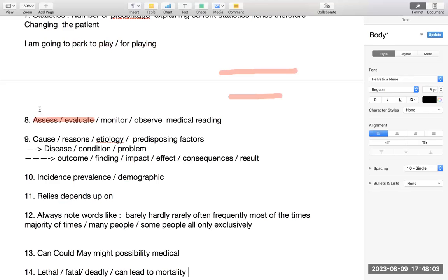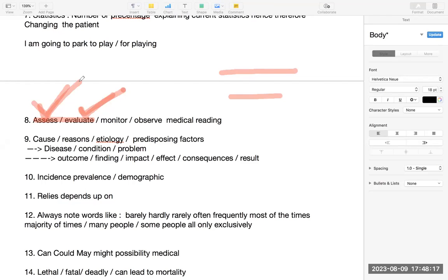If you are assessing a patient, that means you are evaluating his condition. Please understand: conditions are evaluated and patients are assessed. Okay. A very, very important concept for medical reading.